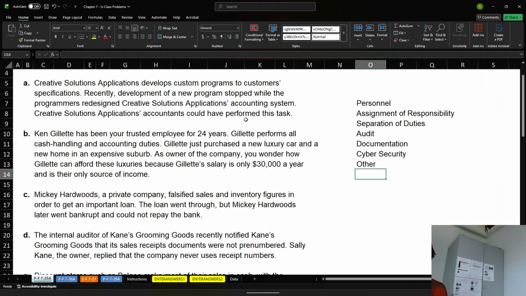Almost. The accountants could have done it, but they didn't. Assignment of responsibilities, exactly. The software developers, their job is to earn revenue for the business and make software for clients. And in order to do something that another set of employees could have done, they stopped their revenue generating function to do this internal project. It could have been that if the accountants couldn't do it and they needed the software programmers to do it, then it could have been justified. But the fact that the accountants could have done it, it's just an inefficiency, right? They lost a revenue generating opportunity because they just didn't have clear assignment of responsibilities.